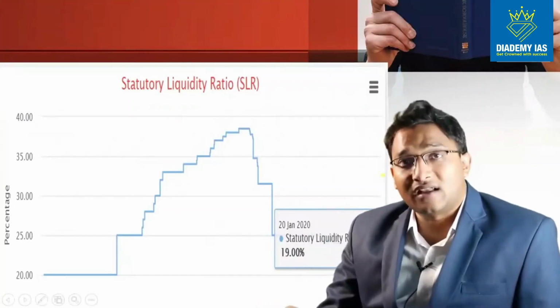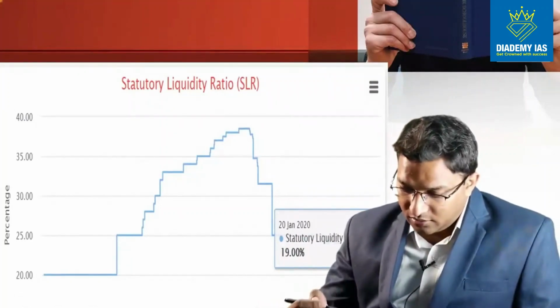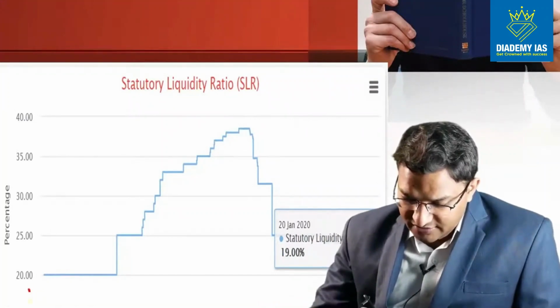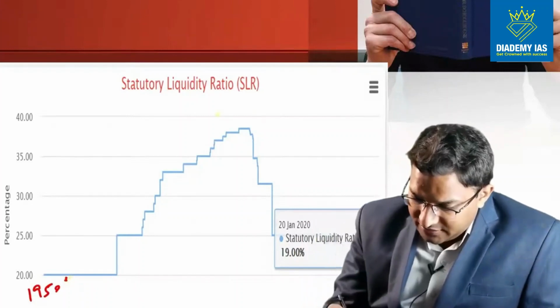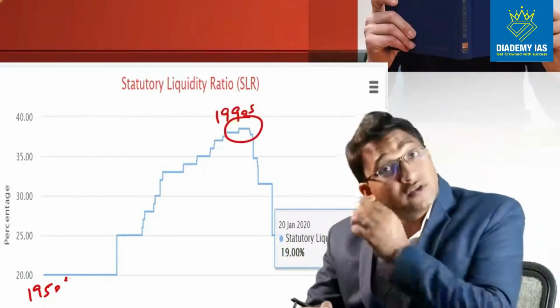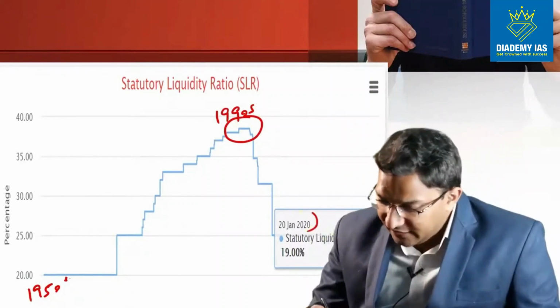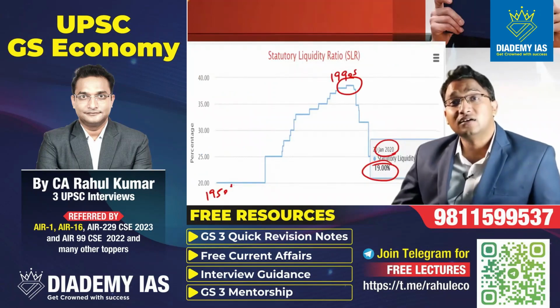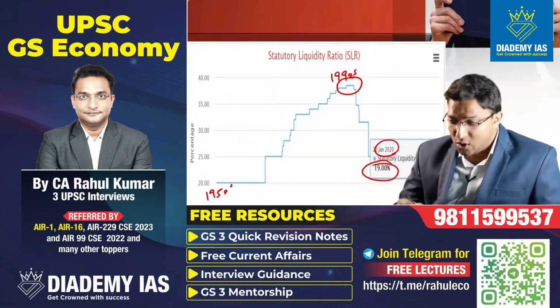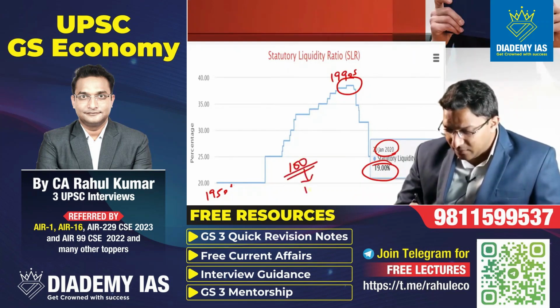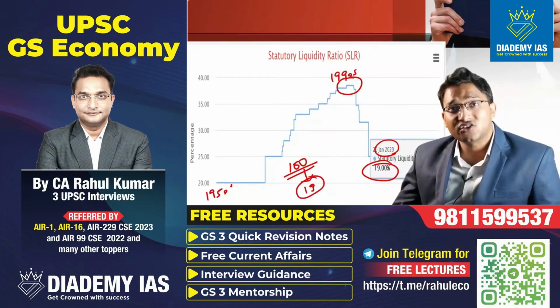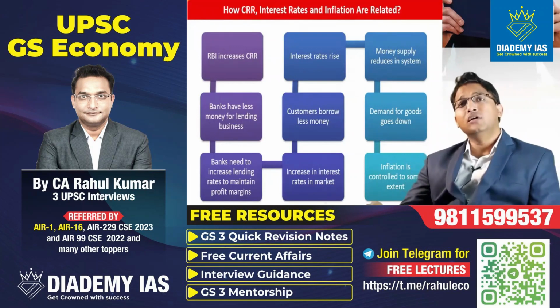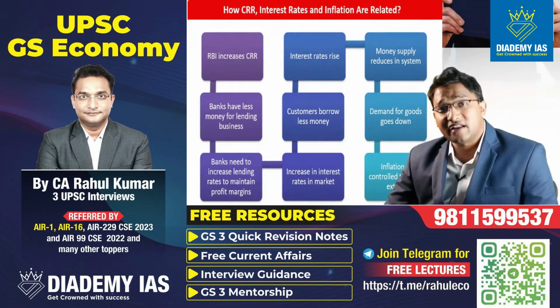So you can see historical data about the statutory liquidity ratio. This is the data from the 1950s, and this is the data from approximately the 1990s. In the 1990s it used to be more than 35%, right? And at present, in January 2020, it is just 19%. Now this is just half of the amount which prevailed around 30 years ago. So out of every 100 rupees, 19 rupees is kept in liquid assets, which can include cash, gold, or government securities.